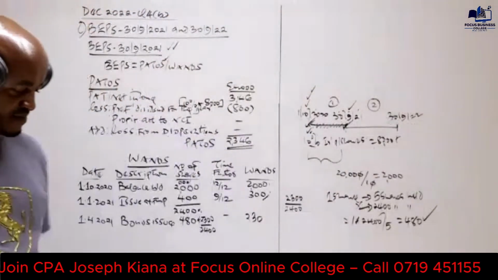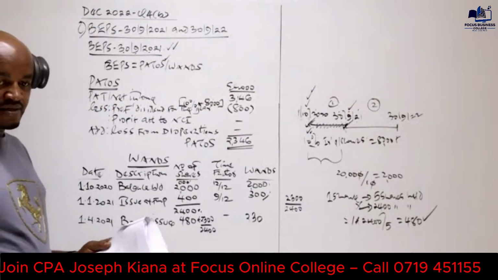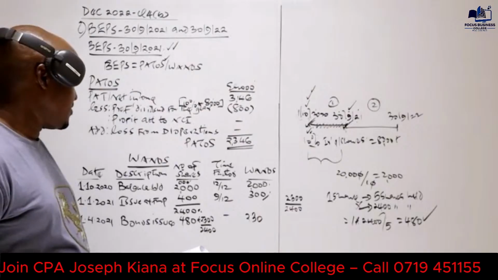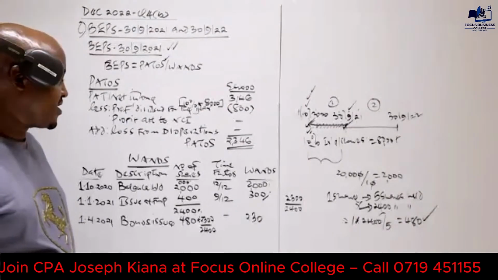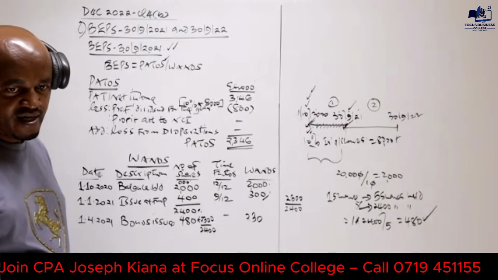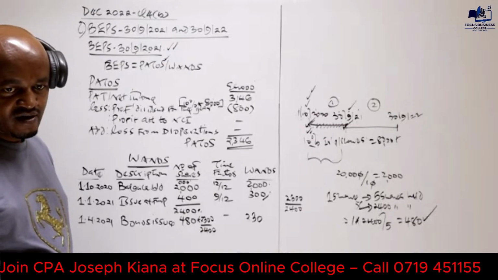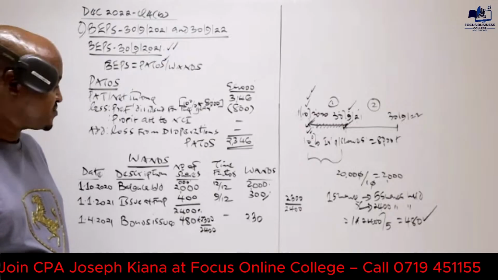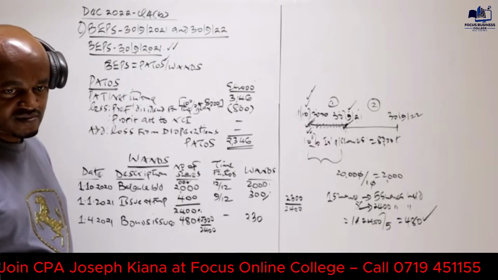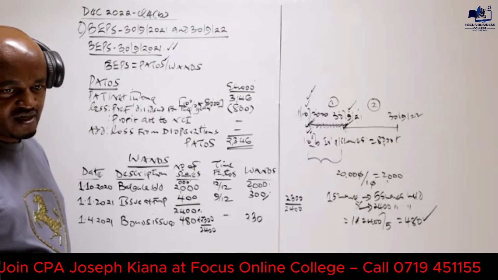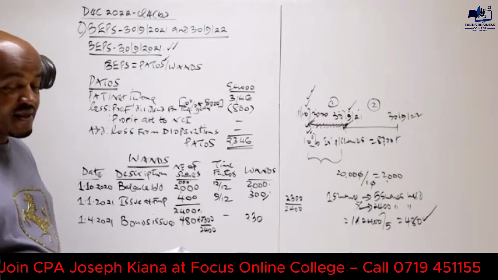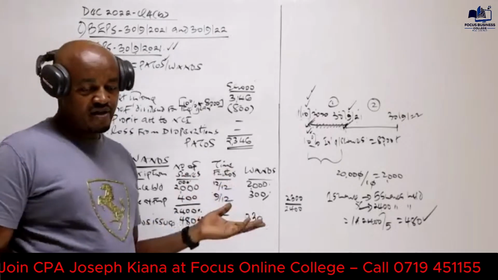230. Is that what you're getting? 230. Yes, 230. Then do we have any other transaction which occurred within the first year?